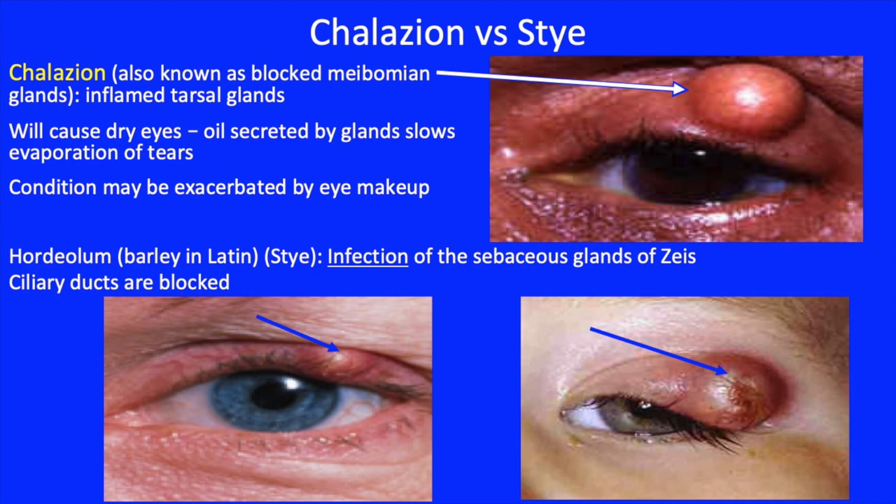In reality, both the ciliary gland and the tarsal glands can be blocked, and they present in similar fashion, but realize that the blockage is of totally different origin. A blocked tarsal gland is known as a chalazion. Some books will describe it as a blocked meibomian gland, which will cause dry eyes because tear evaporation now occurs more rapidly, and the condition can be exacerbated by eye makeup. In contrast, a blocked ciliary gland is known as a hordeolum or stye and represents an infection which should be treated with antibiotics.